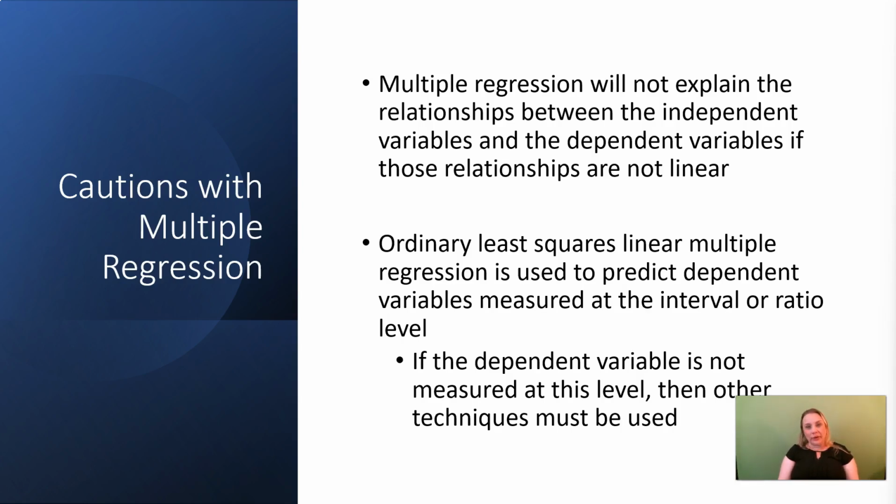Some cautions with multiple linear regression: it doesn't explain the relationship between our independent variables and our dependent variable if those relationships are not linear. So we really have to make sure that we have linear relationships to be able to use this modeling to tell us something about our data. OLS, multiple linear regression, or ordinary least squares, is typically used to predict dependent variables measured on an interval or ratio level. If our dependent variable is not measured at interval or ratio level, then we have to use other techniques such as logistic regression to predict those outcome variables.